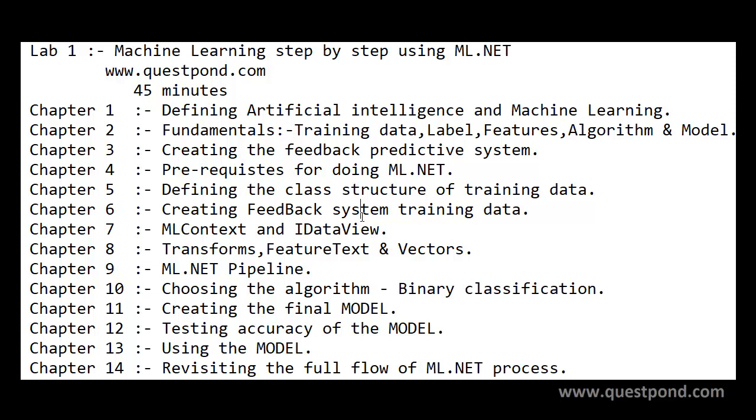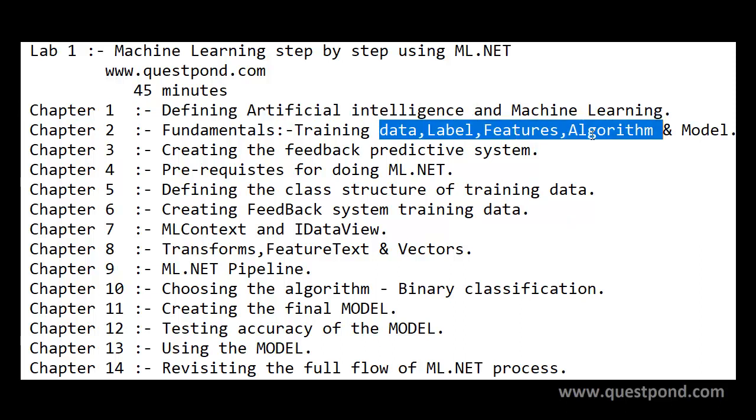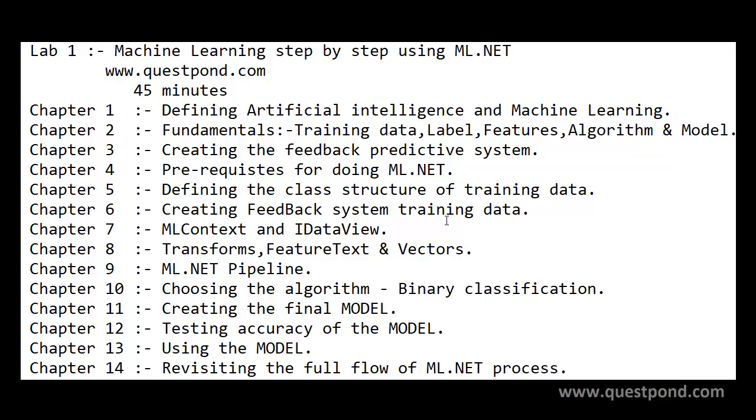So in this first lab, we have 14 chapters. We will start with basic definitions of what is artificial intelligence, what is machine learning, what are labels, what are features, what is a model, and so on. And finally, we will create a feedback predictive system wherein you put in a feedback and it will tell you whether this feedback is good or bad. So let us first get started with the definition of artificial intelligence and machine learning. Once we know the basic definitions, then we can start the hands-on.